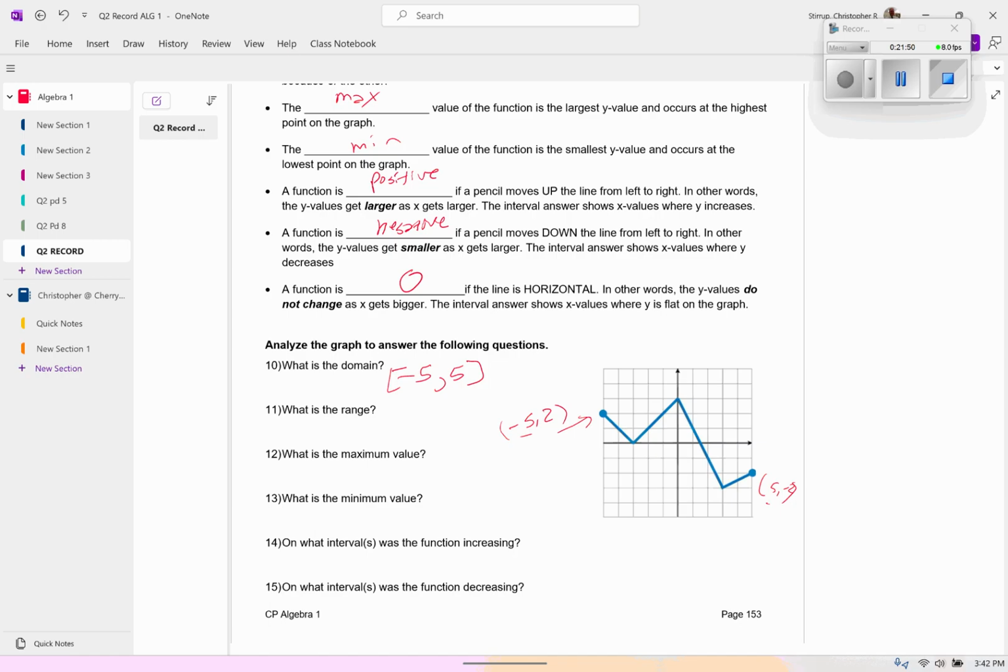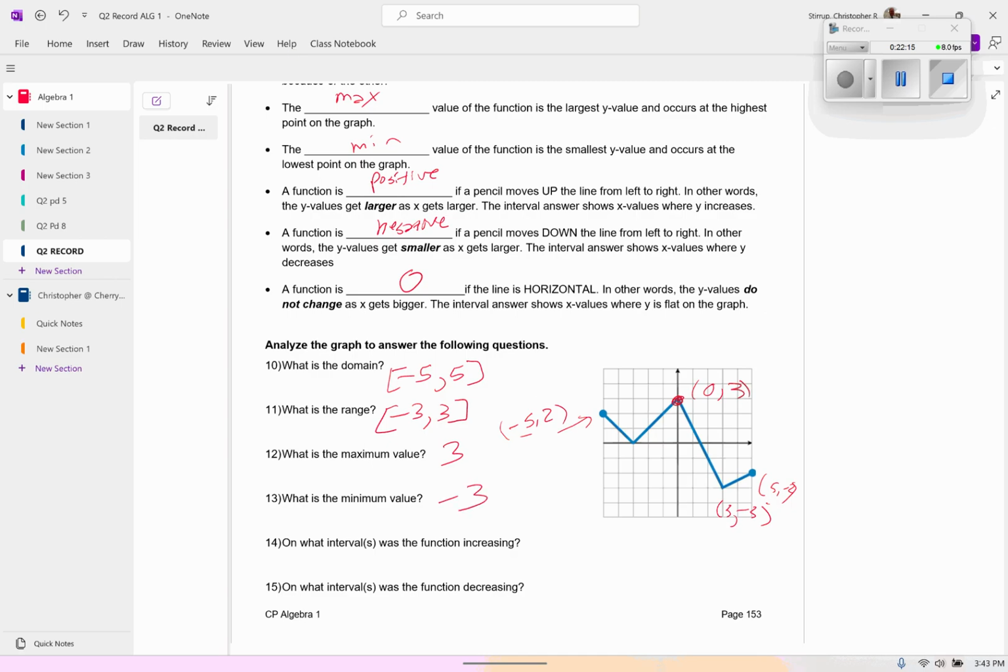What's the range? You're going to need to figure out your highest point here. So that's 0, 3. This point here is 1, 2, 3. 1, 2, 3. So our range from bottom to top is negative 3 to 3. What is the max value? The max value is that y value there. What's the minimum value? That's the y value there.